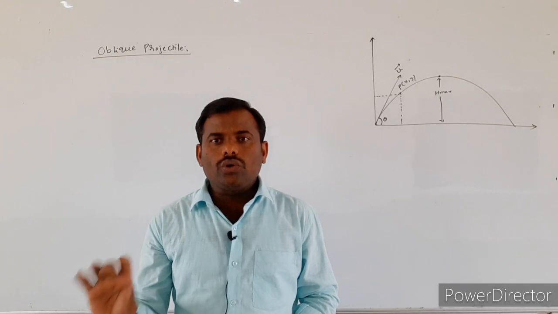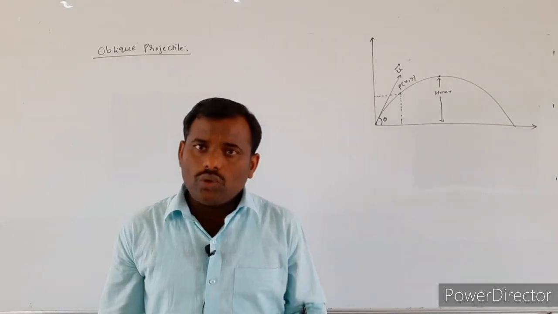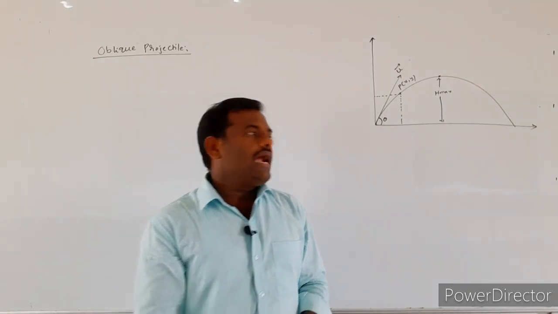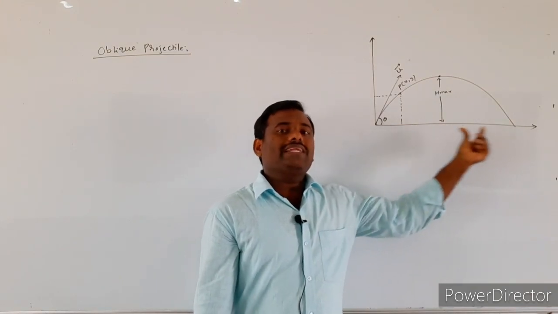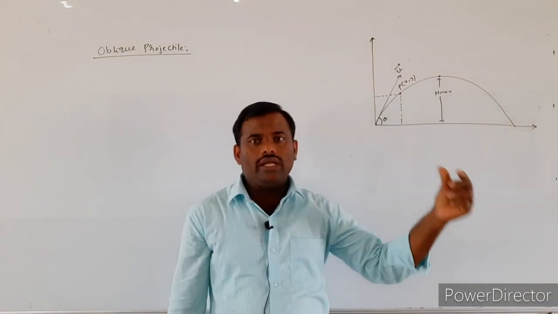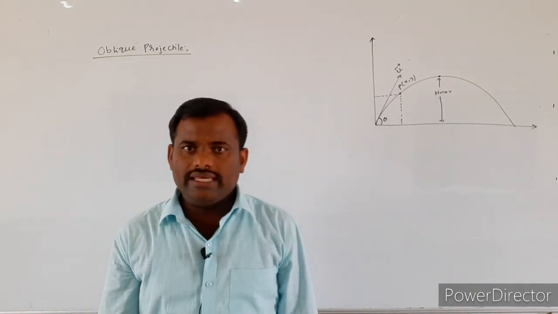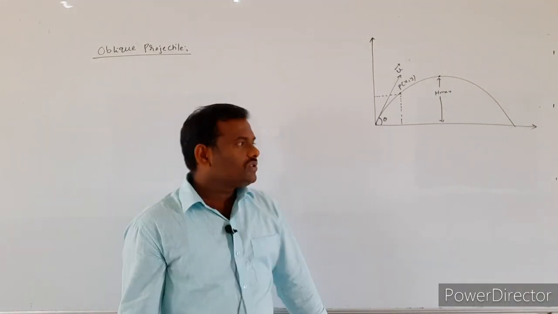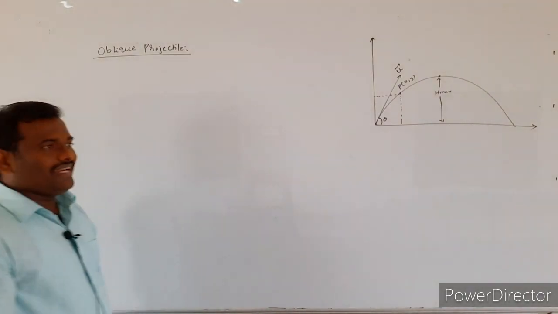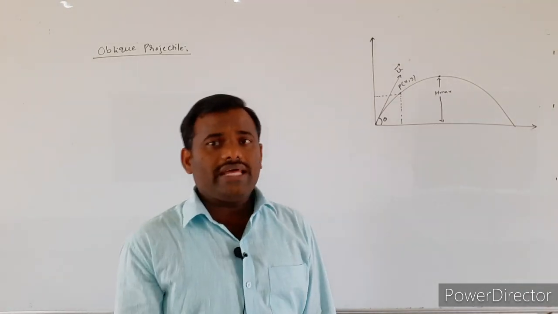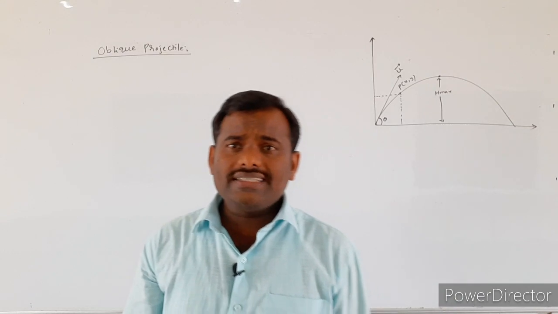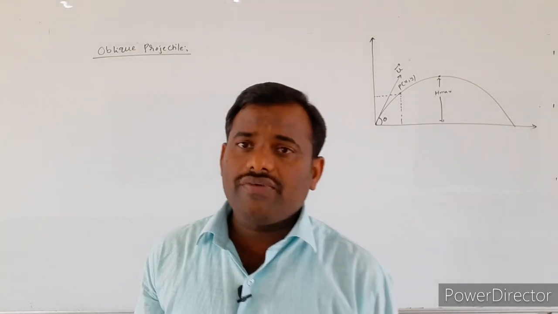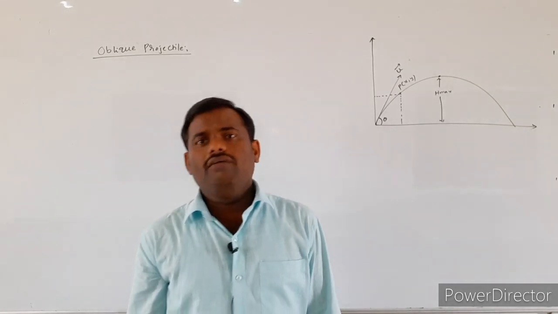How can we define a projectile? If a body is thrown into the air with a certain initial velocity, and it makes an angle theta with respect to the horizontal, such a body is also called a projectile. So in the projectile, what are we going to study? The important question is: derive the expression for the trajectory of an oblique projectile. This is a very important question. Usually they ask it for 5 marks.